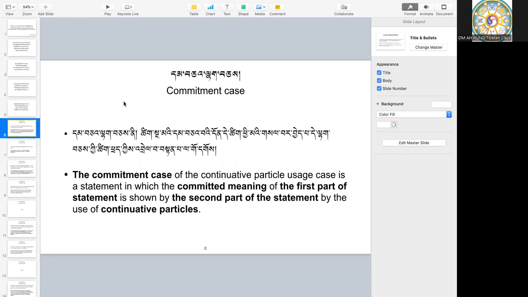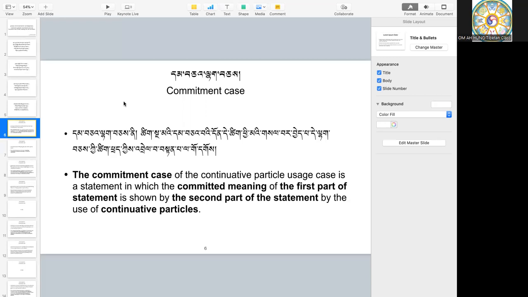Okay, so the first one, commitment case. Tamchal hauche. Tamcha means to commit. Tamchal hauche means commitment. Tamchawa means to commit. Tamcha is the commitment. So hauche is the case usage of the continuative particle.